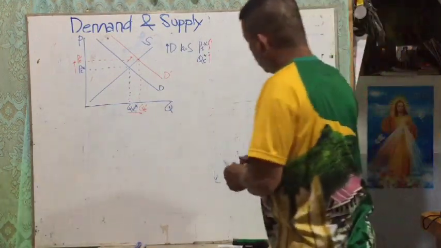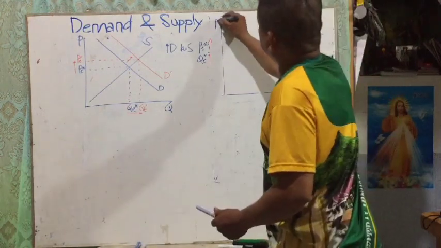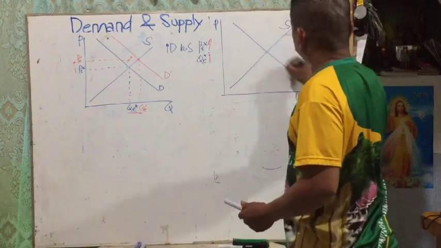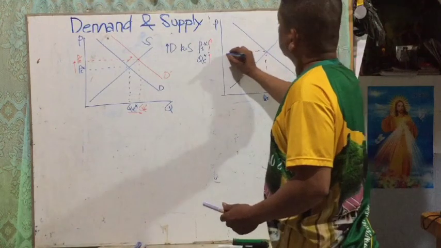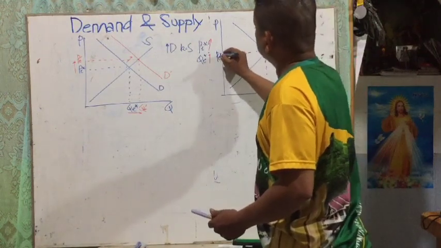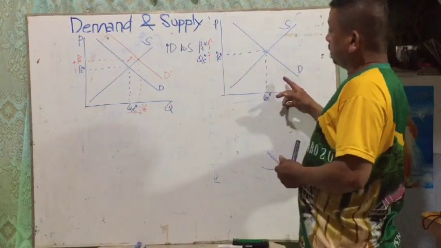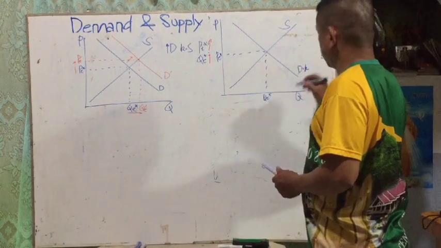Okay? Or suppose the opposite happens. Let us say there is now a market equilibrium condition happening. So we have QE, we have the PE star. Now this time demand is constant, meaning it will not change.